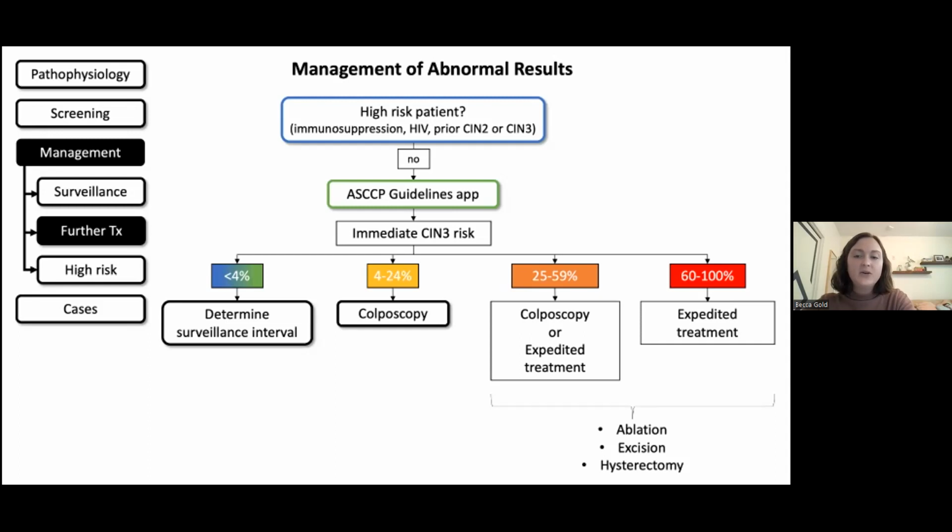I'll just make a note here that excisional treatment is generally preferred over ablative treatment, especially for folks with histologic HSIL, because the tissue can be taken and then pathology can be obtained.